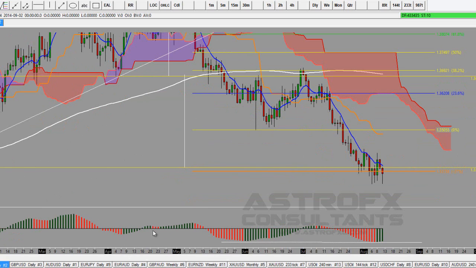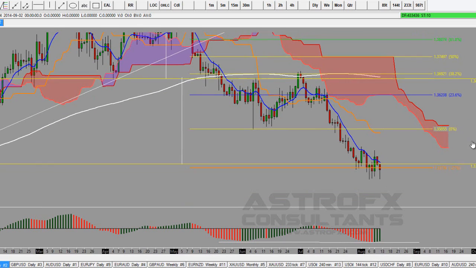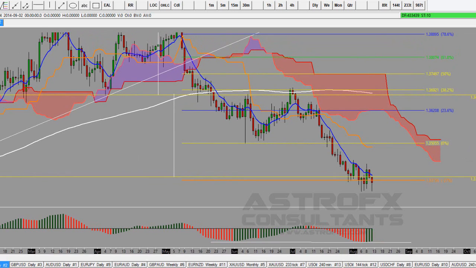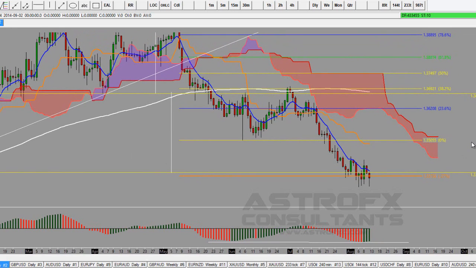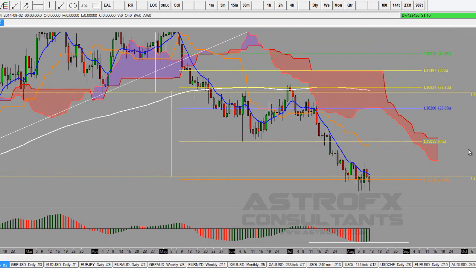So again, there's not really much going on. Again, it's summer, and a lot of the big traders are off throughout the period of August, so the market is quite low on liquidity, volatility, and so forth.